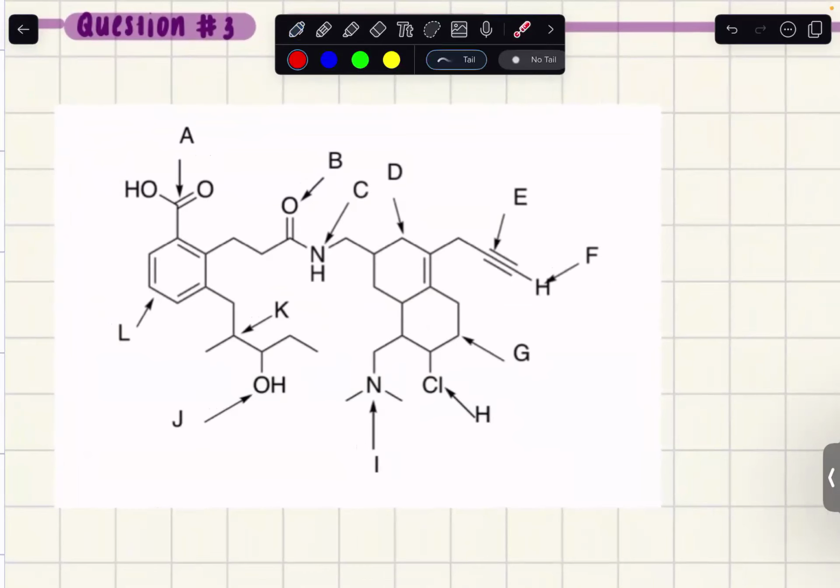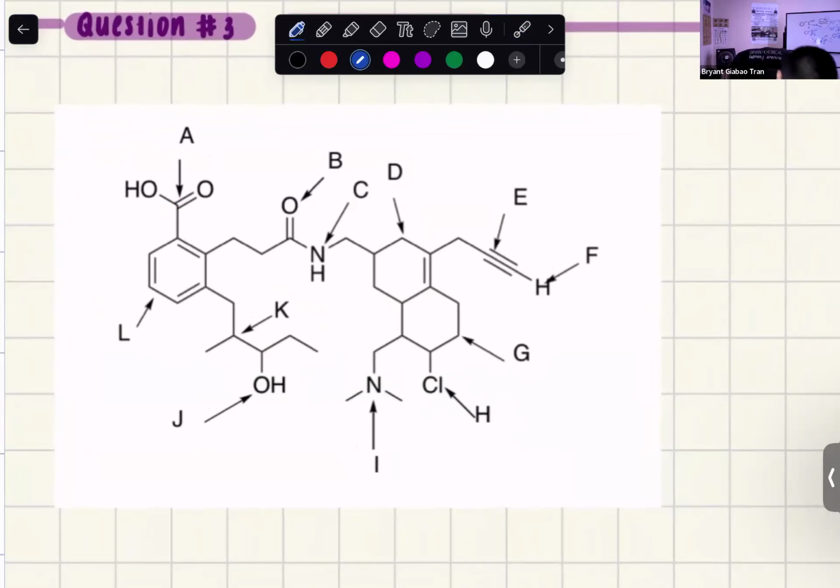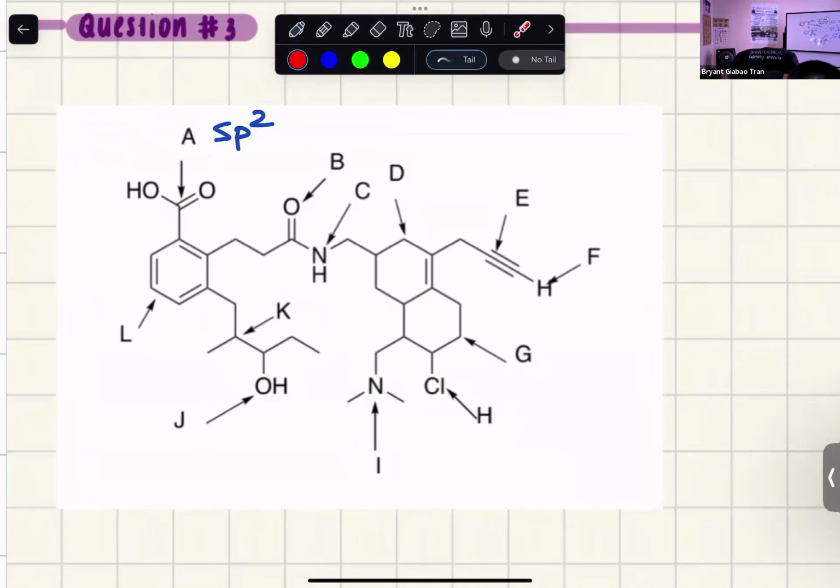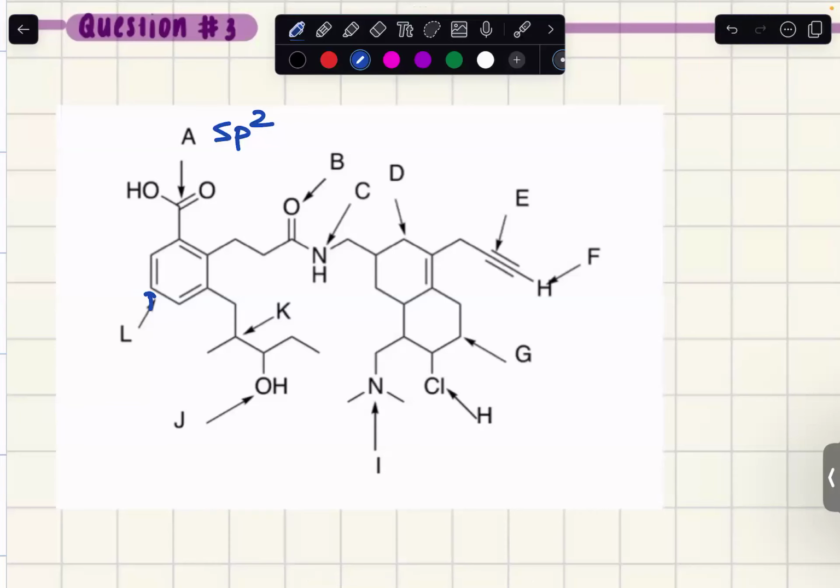What would be the hybridization of atom A? sp2, that's right, because it has three bonding groups. Atom L, pointing at this carbon right here, would be sp2 as well. What about atom B? sp2. Yep, sp2 as well.